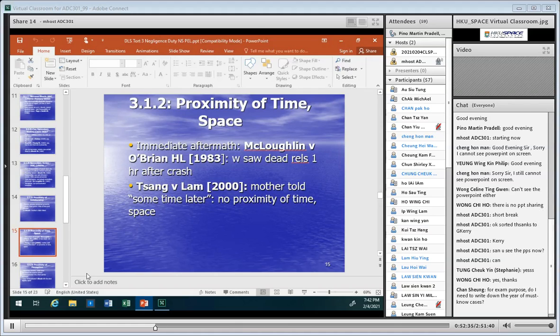But was there sufficient proximity of time and space in Chung and Lam? The court said no, because she lacked sufficient proximity in time and space to the actual accident, because she only found out about it, quote, sometime later, unquote. Not sure exactly how long that was, but it was more than 1 hour, that's for sure. So where do you draw the line? Is it 1 hour, 2 hours, 3 hours? Well, it will depend on the facts of each case.